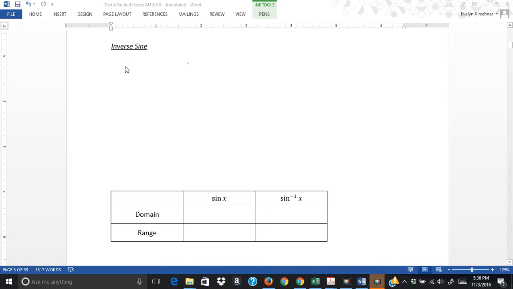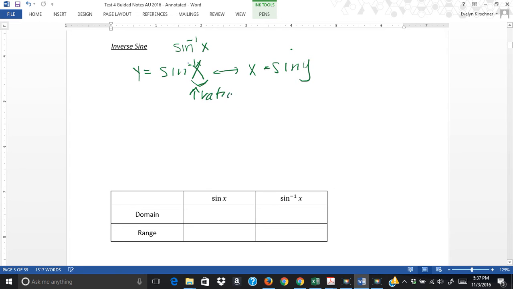The first inverse trig function we're talking about is inverse sine. And the way we write it is as follows: sine negative 1 of x. So this means inverse. It's not 1 over, it's not reciprocal, it's inverse. So we have y equals sine inverse of x. That's the same as x equals the sine of y, because here this x is a ratio and this y is an angle.